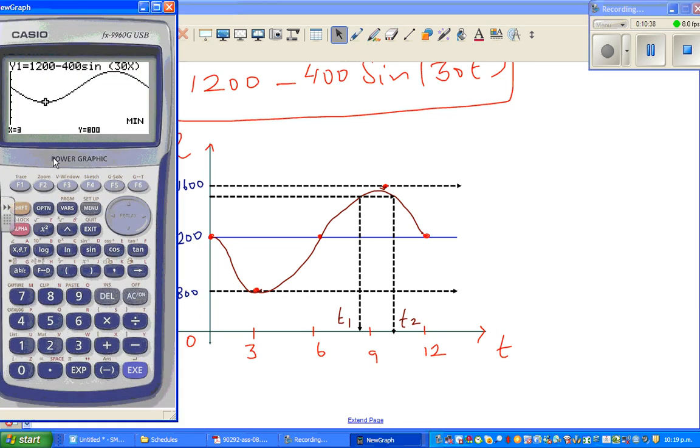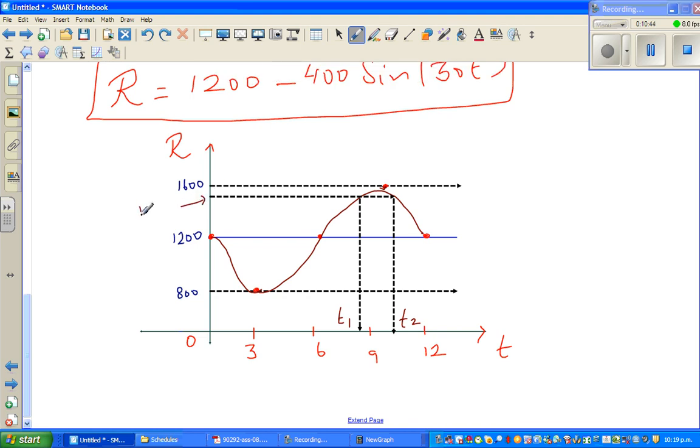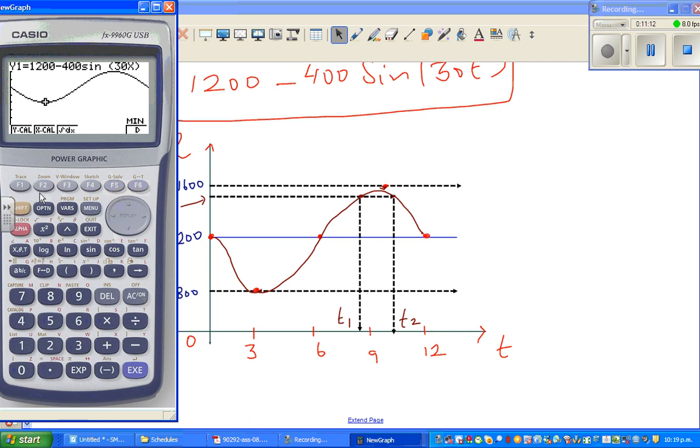So let us draw that. We have already got the graph. So this is 1500. When your rabbit count is 1500, the duration, that is T2 minus T1, is your beyond. So at this point it is 1500, and again at this point. Between these two, it's more than 1500. So G-Solve and go to X-Calc for 1500. T1 is 7.62 months, or I can say 7.6 months.